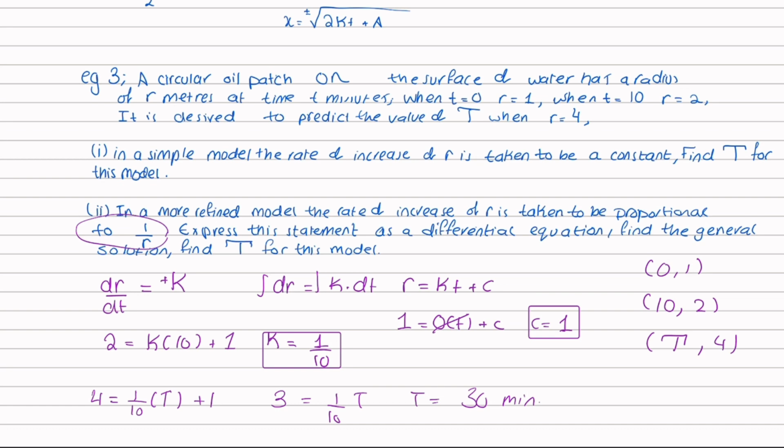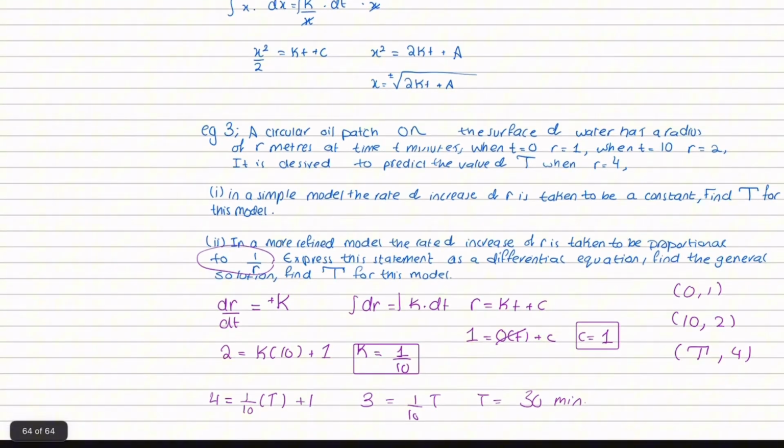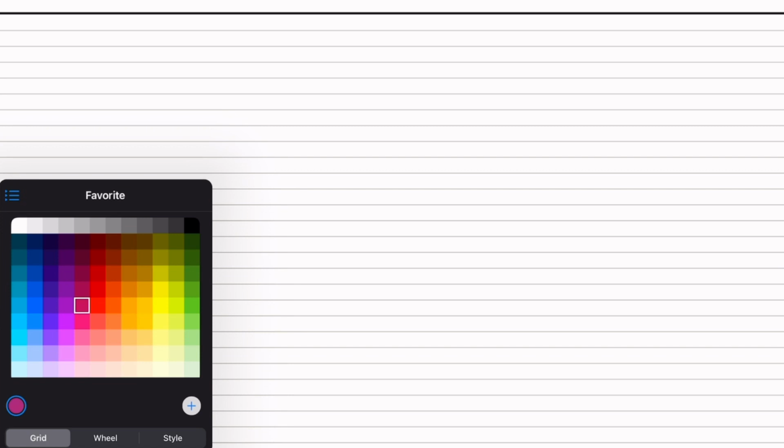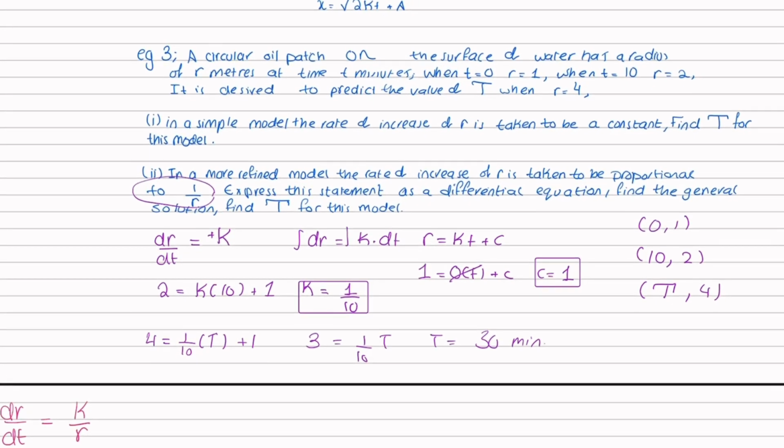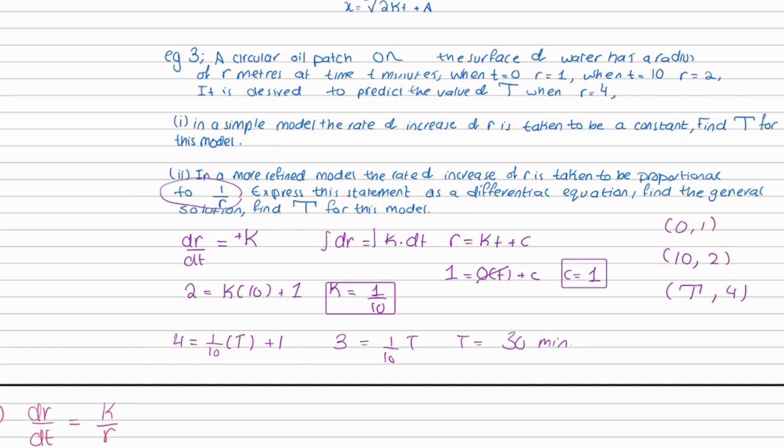So let's first express this as a differential equation. It's pretty simple, let's go ahead and do this. For double I, I'm using this pink color. We're going to say for double I, dr on dt is equal to k over r. And since it's increased, then it's positive. If it was decreased, I'd say it's negative.